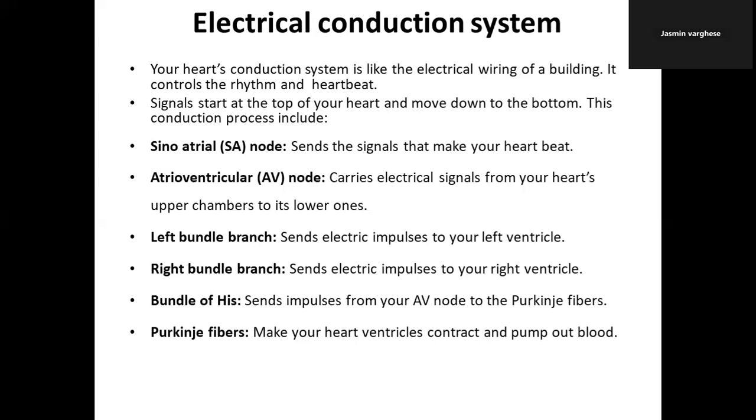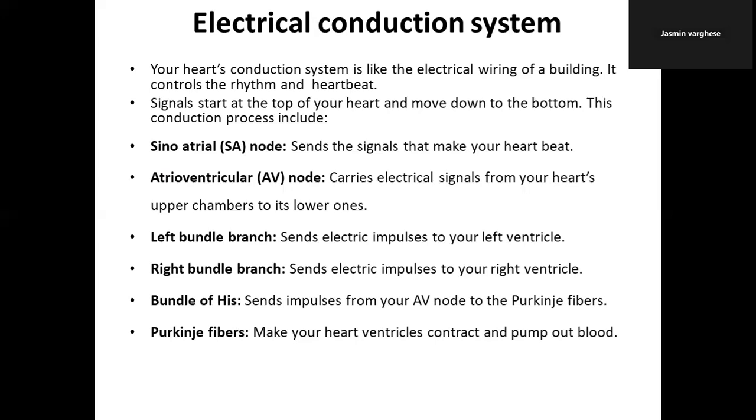The SA node sends the signal that makes your heart beat. Okay. Then the atrioventricular node carries electrical signals from your heart's upper chambers to the lower chambers. So from the SA node in the atrium, the AV node will carry these electrical signals to all parts of your heart. The other parts are the left bundle branch, which sends electrical impulses to your left ventricle, and then the right bundle branch, which sends electrical impulses to your right ventricle. The bundle of His sends impulses from your atrioventricular node to the Purkinje fibers. Okay, that is the lowest part.